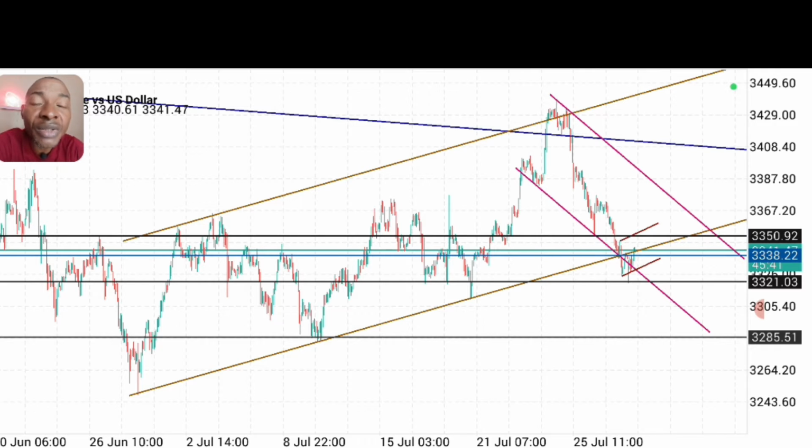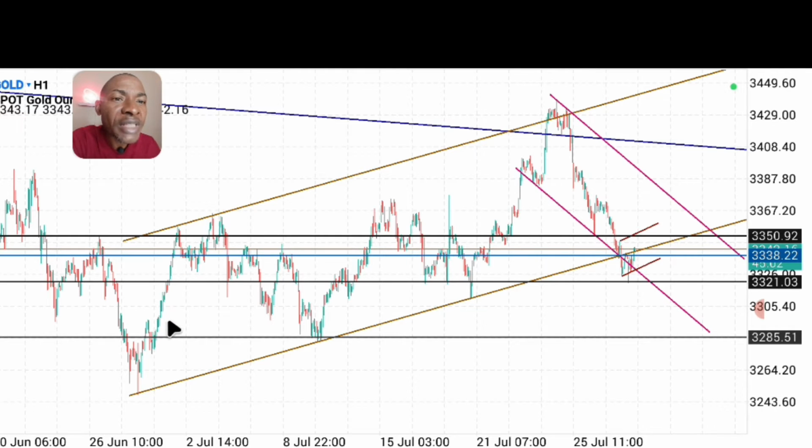So without further ado, let's look at the chart and see what we have. Here is gold on the 1 hour time frame chart, and we see the market moving within this channel. Okay, here is the channel. Gold started from the bottom of the channel here to the top of the channel at this point. From the top of the channel, we saw gold come down to the bottom of the channel again. Like I always tell us, the market loves moving in symmetry.